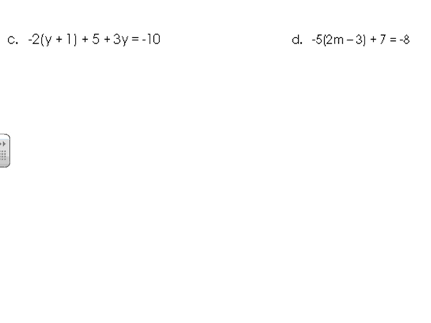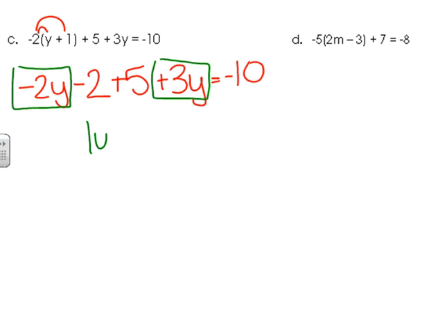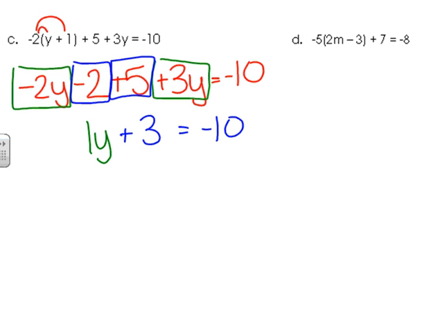Okay, part C, distribute first. Negative 2y minus 2, since we're doing negative 2 times positive 1, plus 5 plus 3y equals negative 10. I'm going to combine like terms first. So 3y and negative 2y is going to give me 1y. Negative 2 and positive 5, when I add them, is going to give me positive 3. And then it's a one-step equation. Subtract 3, 1y, or y equals negative 13.